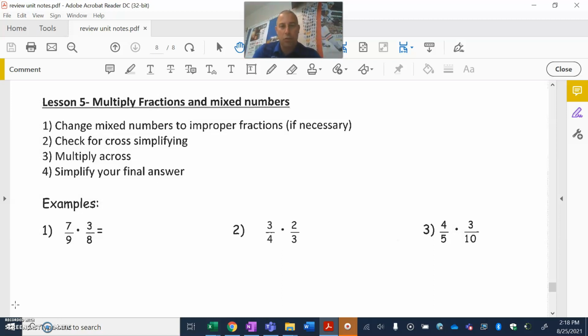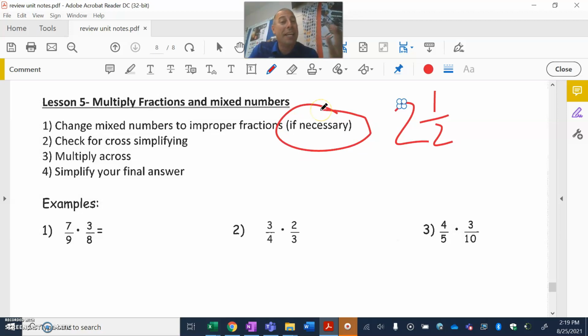Check your steps that are here. For some of you, you really want to make reference back to them. We do need to change mixed numbers to improper fractions. So first of all, a mixed number is a whole number like this with a fraction like that. If you look at problem number 1, we don't have any. So that's why we have this phrase of if necessary. And it's not necessary because they're just fractions.